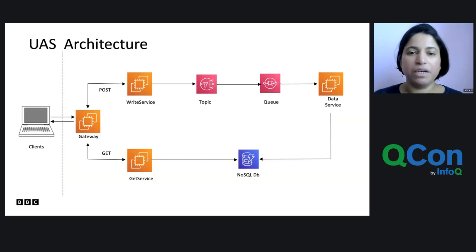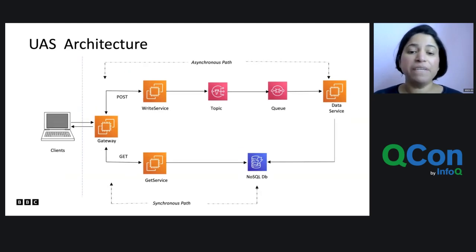US is a microservice-based architecture hosted on virtual machines. We make use of topics and queues, and also a NoSQL database. As you might have noticed, we have a synchronous path and an asynchronous path. When a user lands on an iPlayer homepage, there's a request sent to retrieve the user's activities, and that is retrieved by the synchronous path. However, when a user, for example, watches something on iPlayer, the user's activities will be sent from iPlayer to US, which will be eventually persisted into our NoSQL DynamoDB.